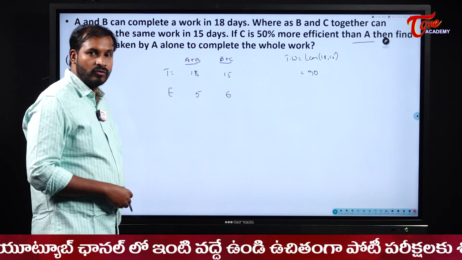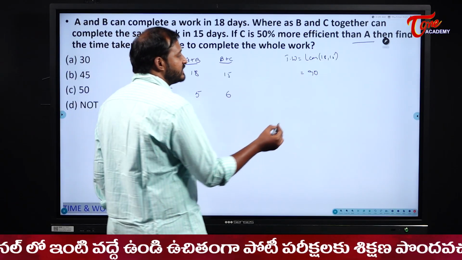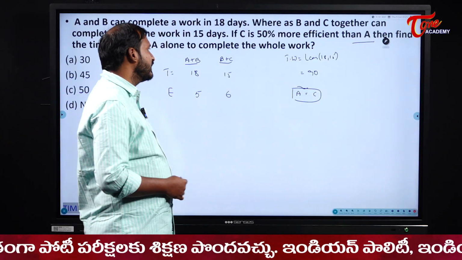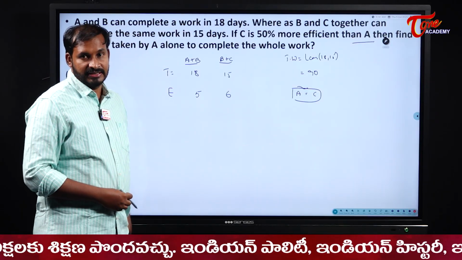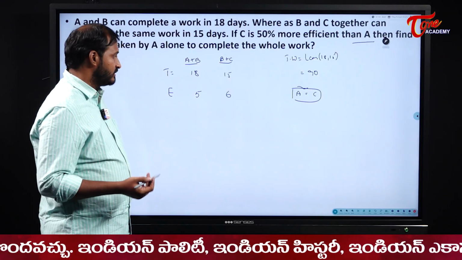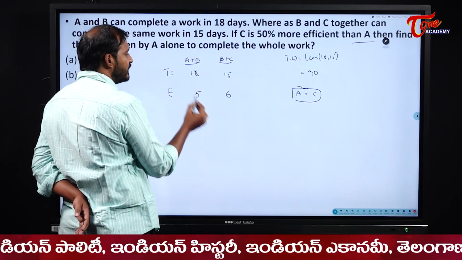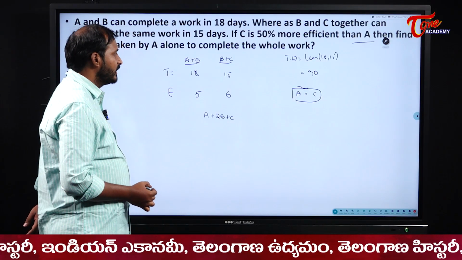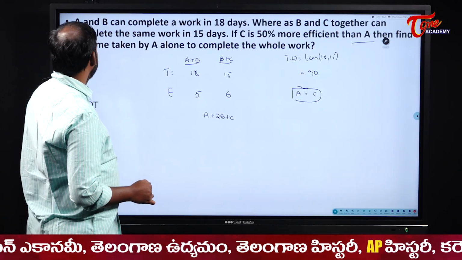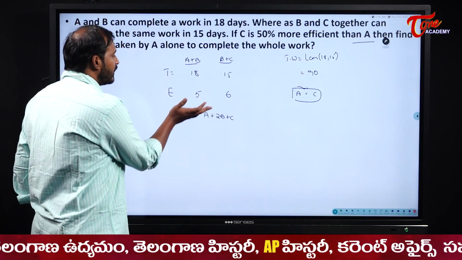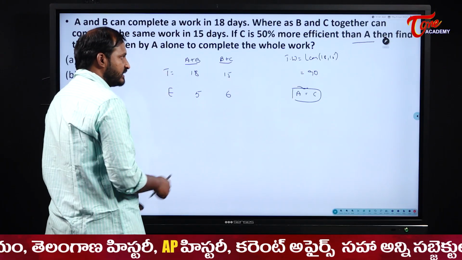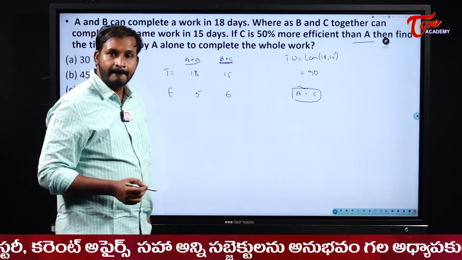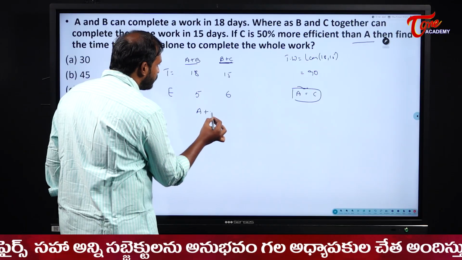Now, they are telling that C is 50% more efficient than A, and we need to find the time taken by A alone. He is telling us the relation between A and C. That means C is 150% of A. To know A's value, can I write in place of C, 1.5A? A plus B combined efficiency is how much?